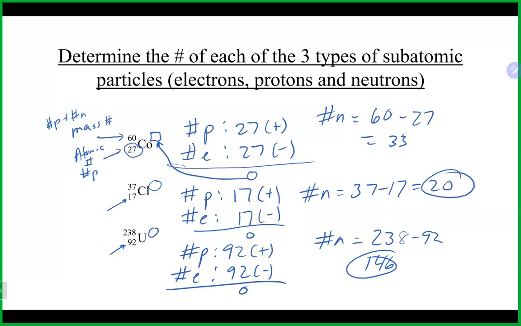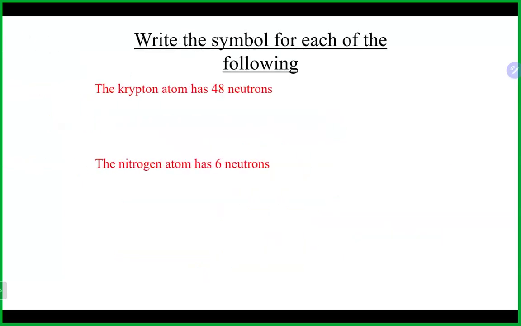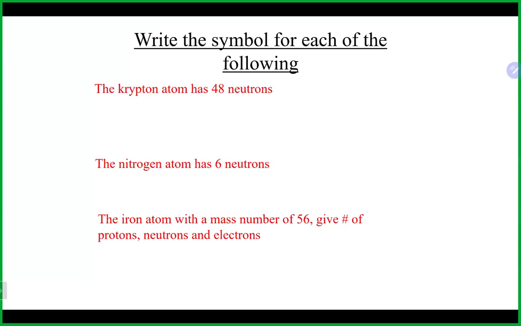Okay. So let's try a couple more here. In this case, why don't you write the symbols with both the mass number and the atomic number for each of these. In case you can't see the periodic table, we'll give you some help here. 36 there. We got nitrogen, 7, and iron.